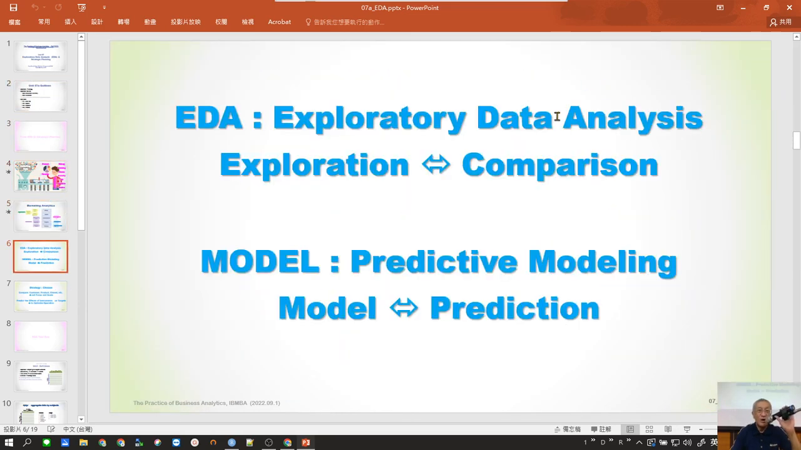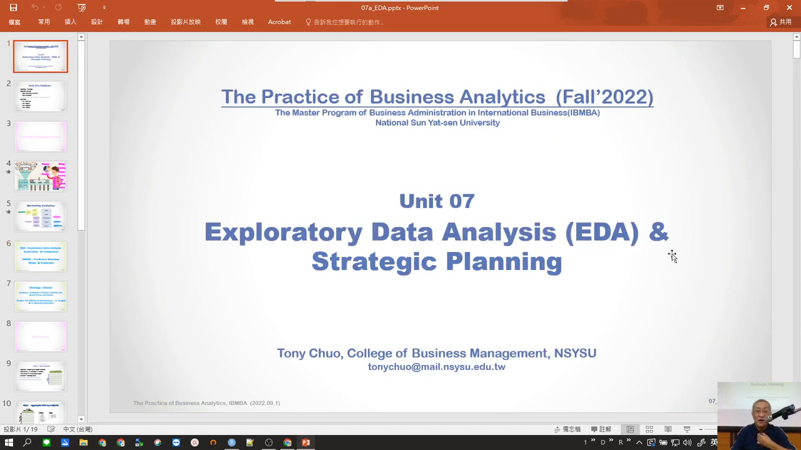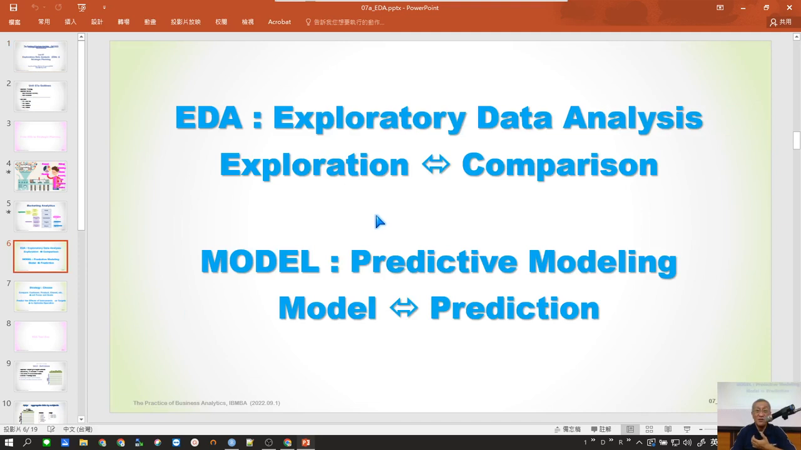Okay, so we already say that, right? So this week we are going to do EDA, exploratory data analysis, okay? The reason that we want to do EDA is because we want to do strategic planning, okay? And so EDA is nothing but comparison, right? Okay? And when you do the comparison, then you can choose your target, right?